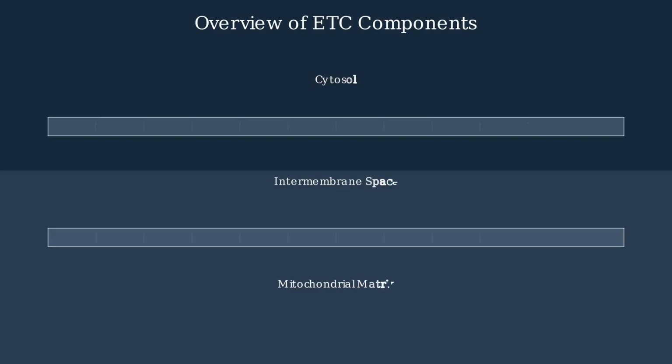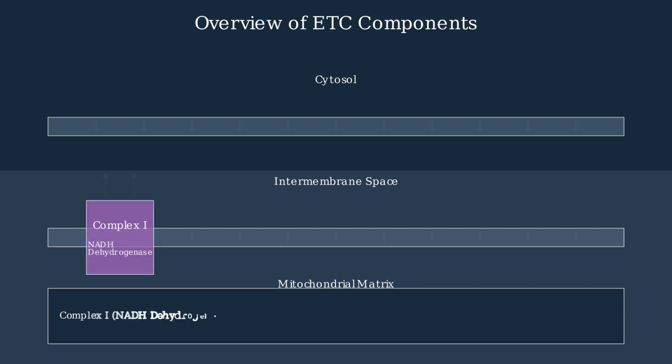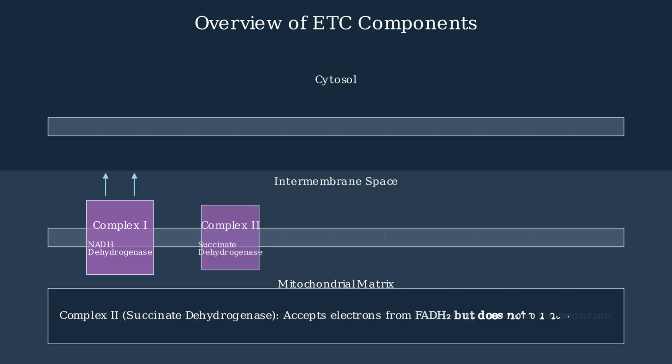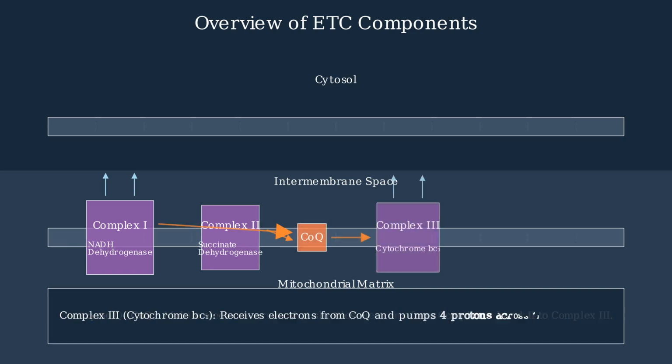The electron transport chain, or ETC, consists of 4 major protein complexes, 2 mobile electron carriers, and ATP synthase. Complex 1, NADH dehydrogenase, accepts electrons from NADH and pumps 4 protons across the membrane. Complex 2, succinate dehydrogenase, accepts electrons from FADH2 but does not pump protons. Coenzyme Q, or CoQ, is a mobile electron carrier that shuttles electrons from complexes 1 and 2 to complex 3.